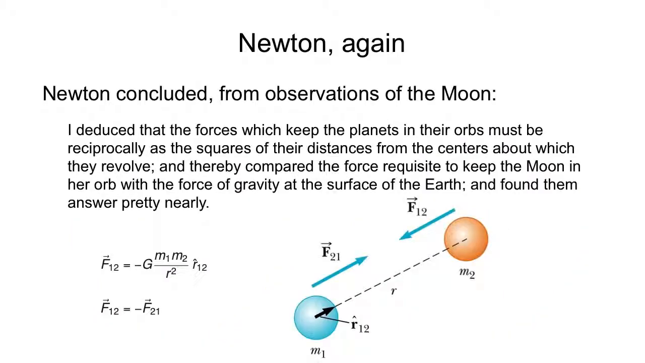Now here's what Newton said about it, and I like this quote because it's very clear. He was observing how the moon moved around our planet, and he said, "I deduced that the forces which keep the planets in their orbs must be reciprocally as the squares of their distances from the centers about which they revolve, and thereby compared the force requisite to keep the moon in her orb with the force of gravity at the surface of the Earth, and found them answer pretty nearly." Did that make perfect sense? Not at all, okay?